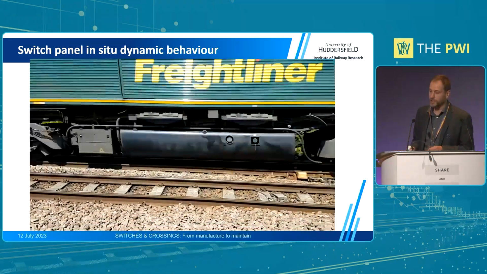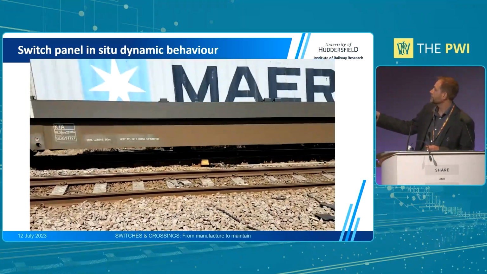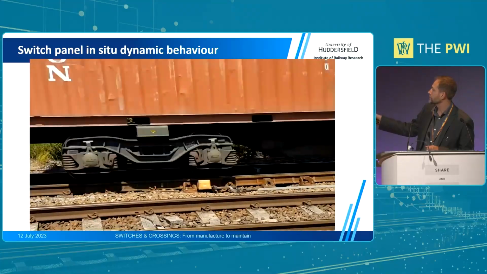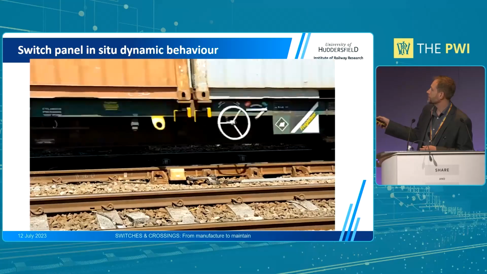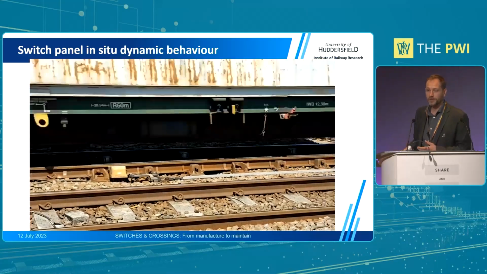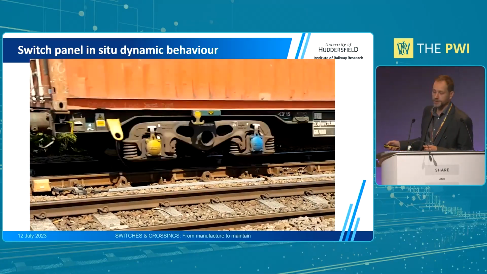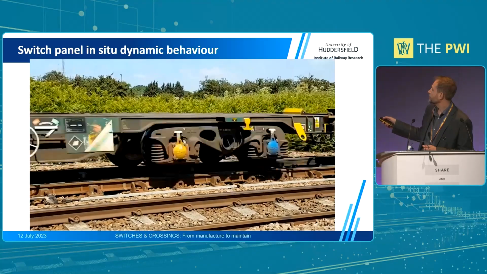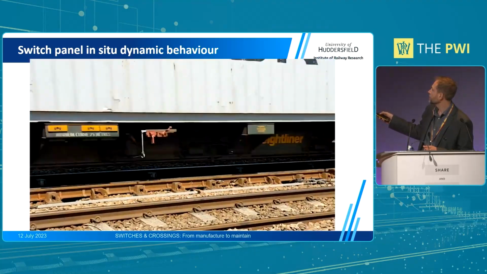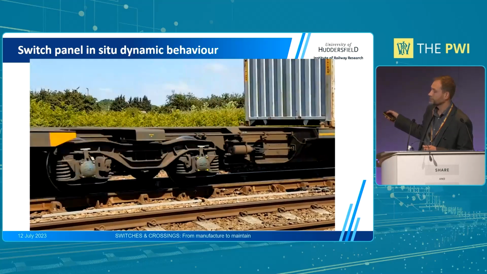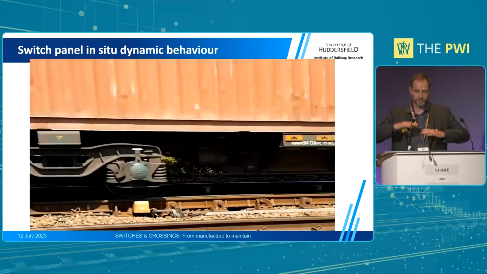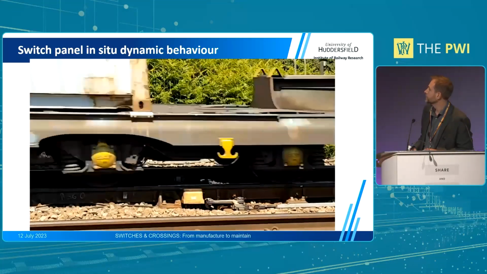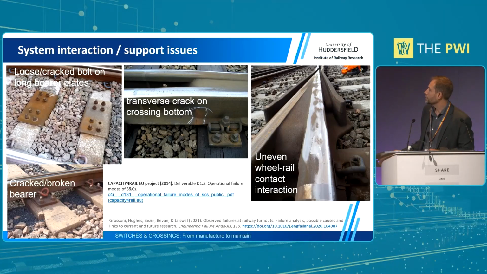Another example, in a switch panel, again a lot of vertical movement around the POE, so you can see there are locations where the system is dynamically responding a lot more than you would want from a design point of view. Then if you go further along, it deflects a bit less, and then more again around the POE. So you have a whole panel that moves as the train passes. Again, probably not ideal.